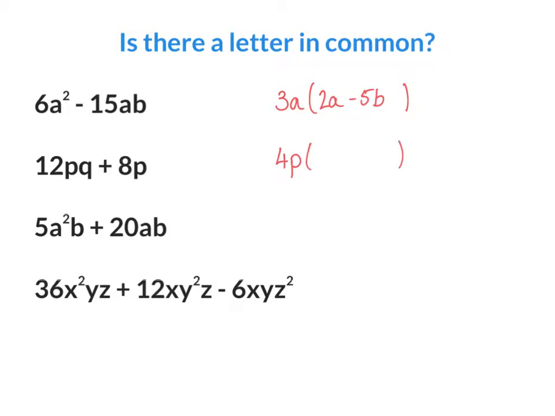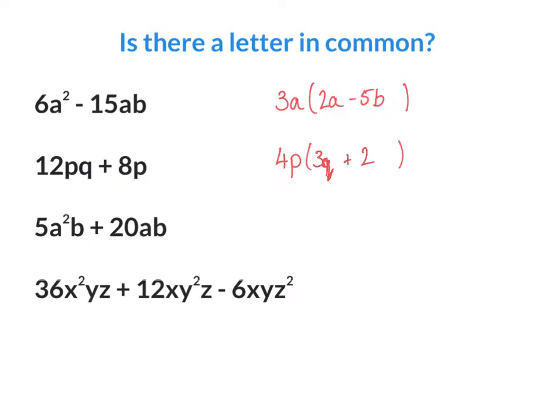So now we think, right, what do we multiply 4p by to get 12pq? Well, 4 times 3 is 12. The p is sorted, but we still need to multiply it by a q. And what do we multiply 4p by to get 8p, positive 8p? Well, just by 2. That's it.